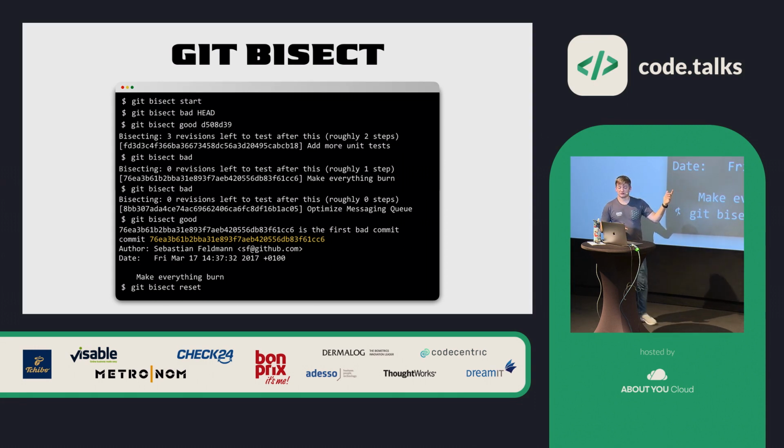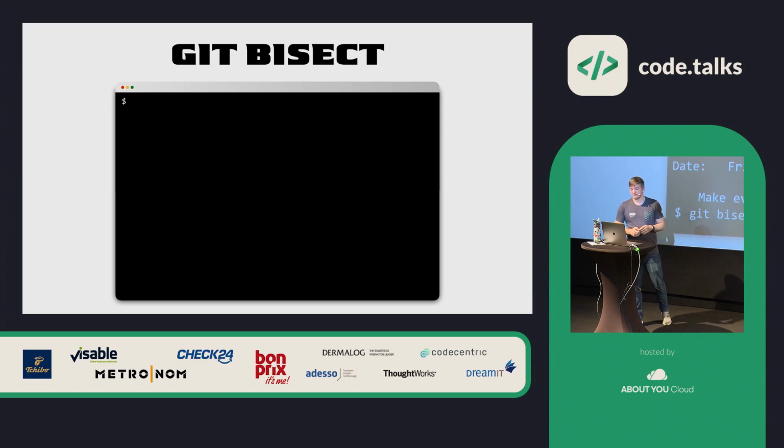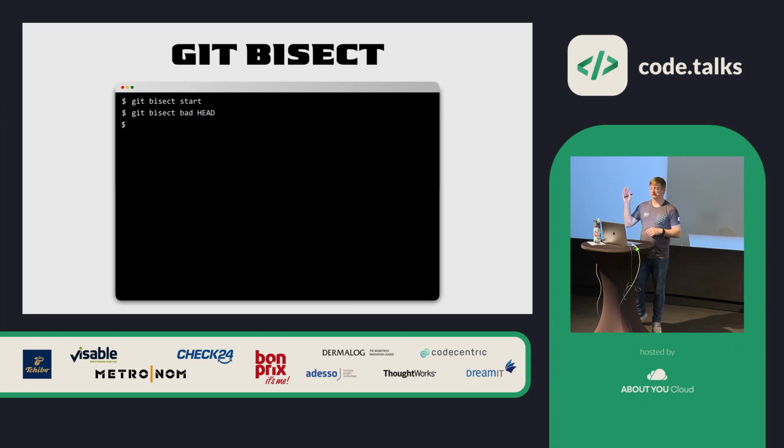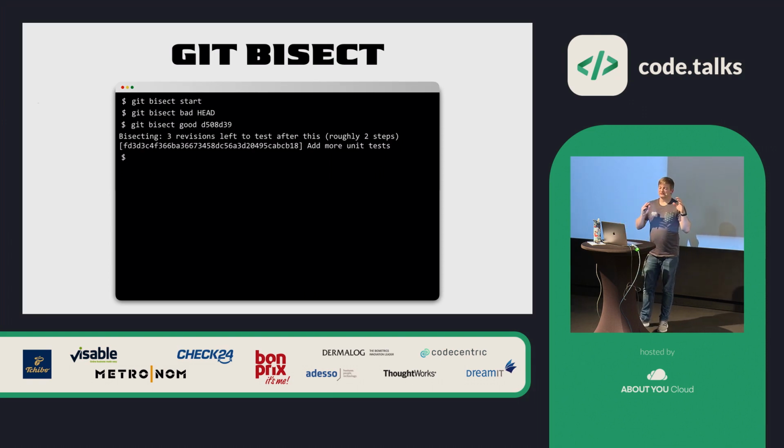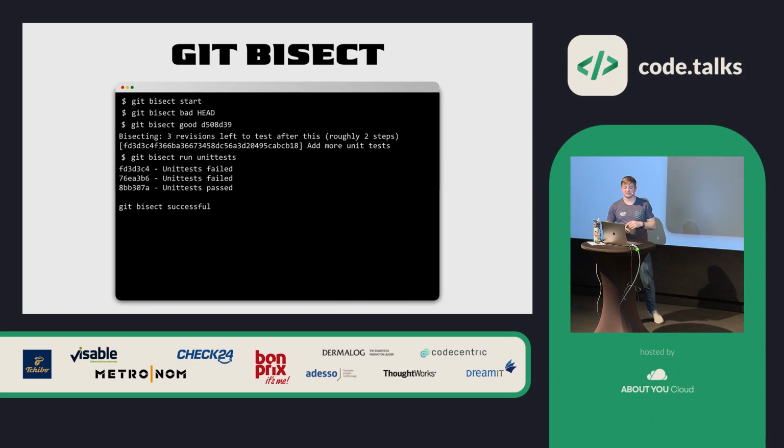But still, checking everything manually is kind of annoying, right? And telling Git, oh yeah, this is good and this is bad. So what we can do is, just like before, we say git bisect start, mark the good one, mark the bad commit. And then we let Git execute our unit tests. So now we tell it, run our unit tests.